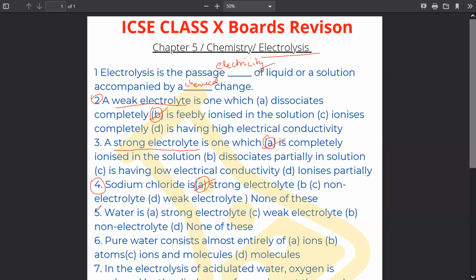Moving on to the fifth question. Water is a strong electrolyte, B, weak electrolyte, C, non-electrolyte, or D, none of these. Water is a weak electrolyte. So the correct answer would be B. Then the sixth question. Pure water consists almost entirely of A, ions, B, atoms, C, ions and molecules, D, molecules.